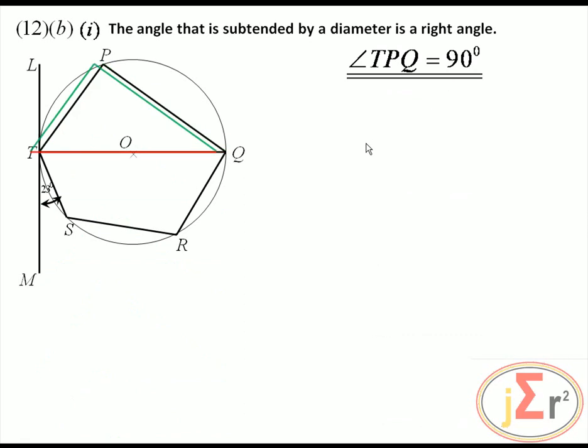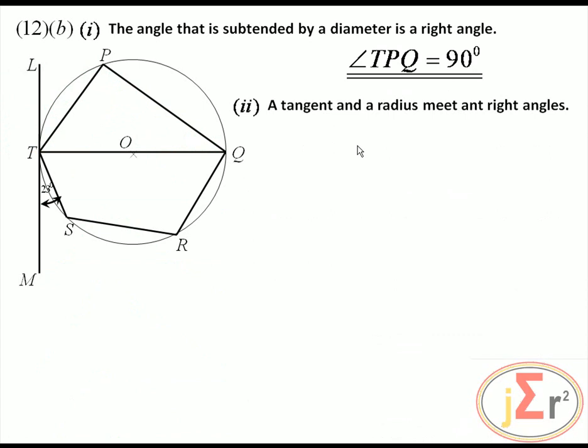What about MTQ? A tangent and a radius meet at right angles. So MTQ, the tangent meets the radius or diameter at right angles. So we are sure that MTQ is equal to 90 degrees.